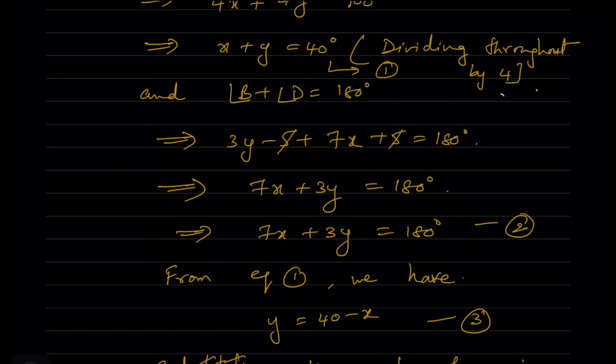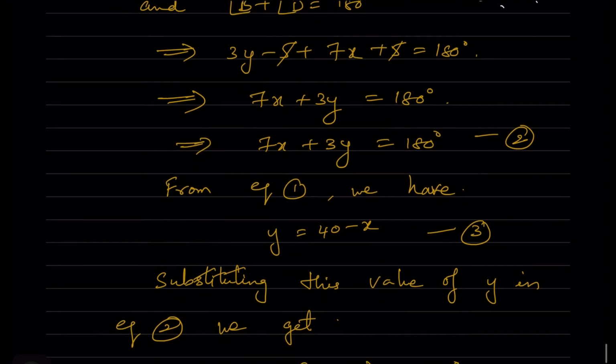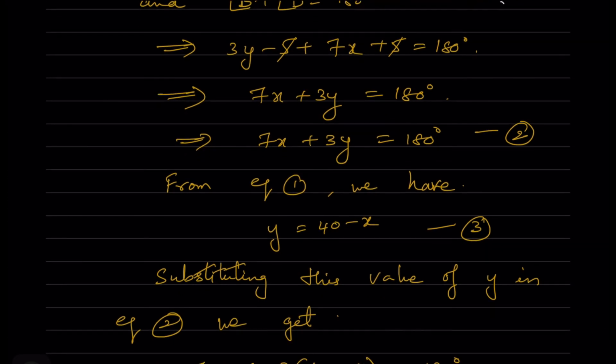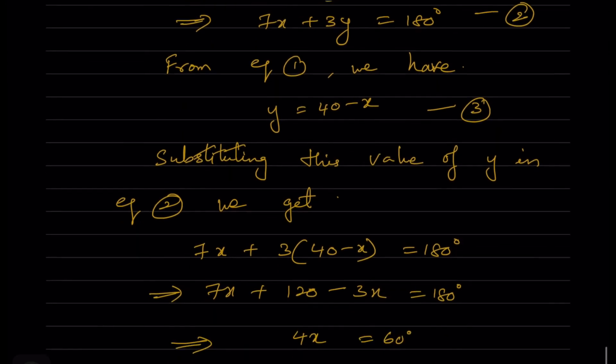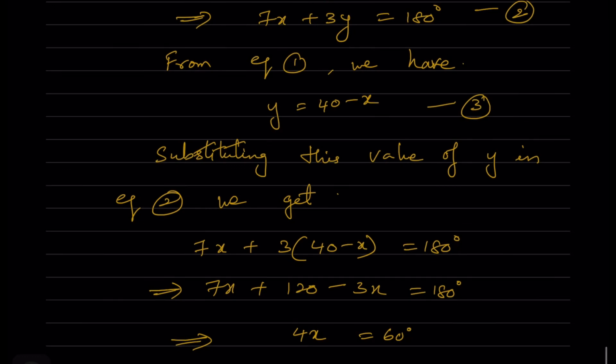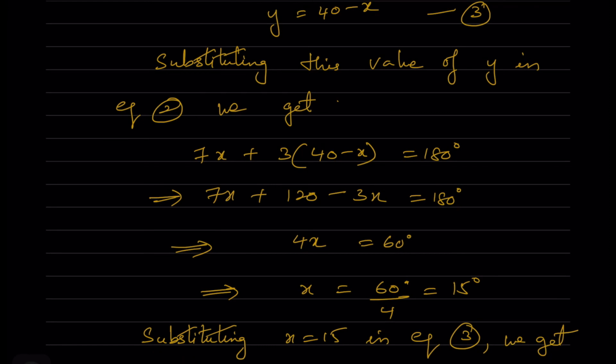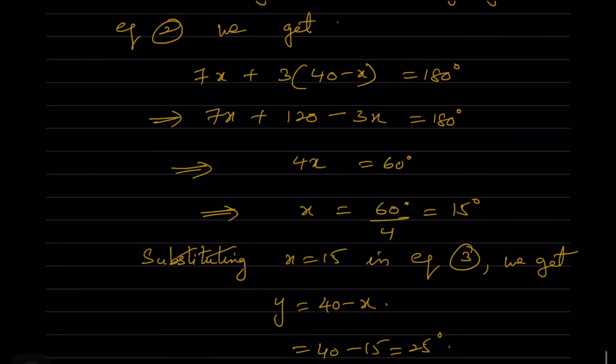So from equation 1 we can write y is equal to 40 minus x. So then you can substitute this y value in equation 2. We get 7x plus 3 into 40 minus x is equal to 180 degrees. So therefore 7x plus 120 minus 3x is equal to 180, or take 120 the other side, you get 7x minus 3x is 4x. 4x is equal to 60 degrees. So x is equal to 60 by 4, which is equal to 15. So now we got x is equal to 15.